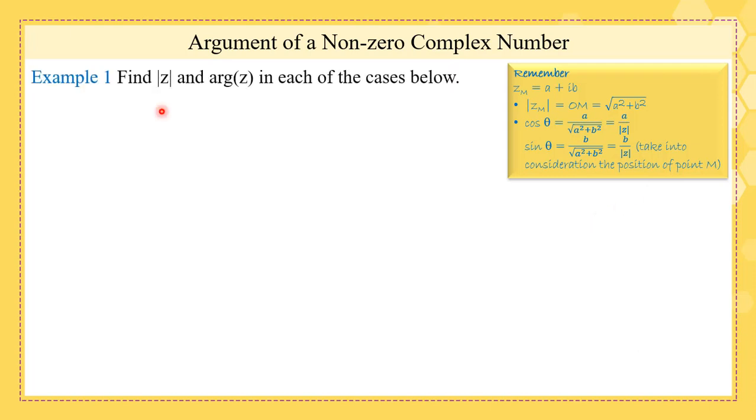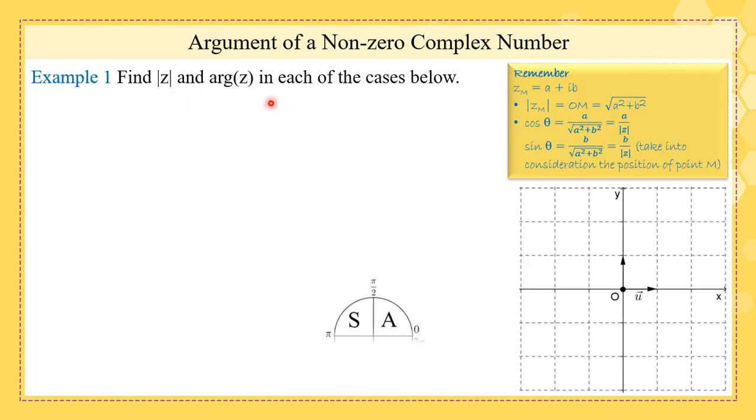Let's see this example. We need to find the modulus of z and an argument of z in each of the following cases. This is the trigonometric circle that we're going to use. Z_A is 1 minus i. Now, if we locate it, this would be A. So this is theta, which is negative pi over 4 graphically. Let's see how we find it algebraically.